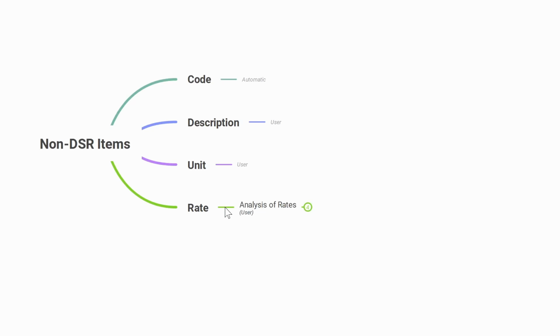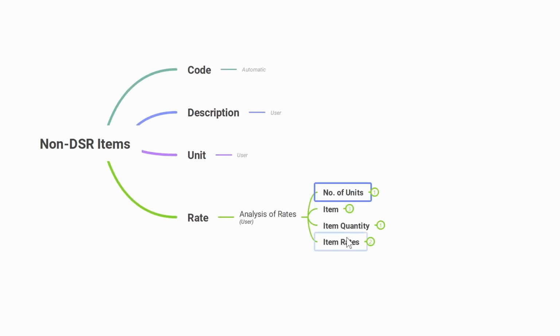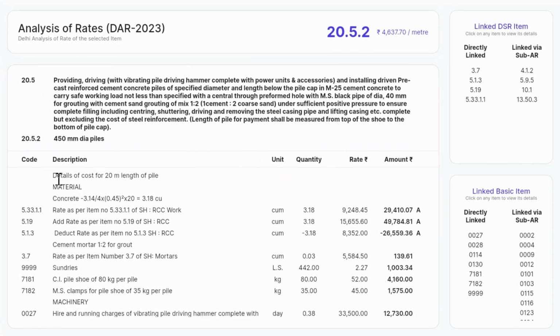Every analysis of rate consists of a few more things. So if I'll just toggle this up, you can see it consists of the number of units. And when I'm talking about the number of units, I'm talking about this value right here. So you can see the details of cost of 20 meter length of pile. This 20 meter length of pile is the number of units which each DSR depends upon. So for every DSR, this value will be different. Sometimes you'll do it just for a unit. For example, in this case, we are doing it for 20 units. That is 20 meter length of pile.